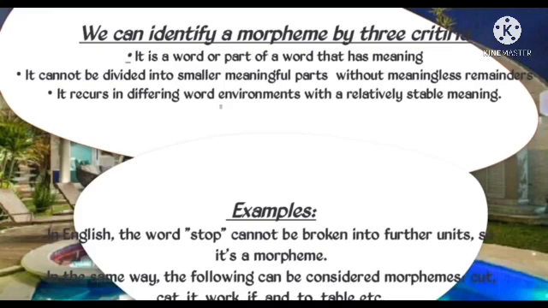Now let's look at examples. In English, the word stop cannot be broken into further units, so it's a morpheme. In the same way, the following can be considered morphemes: cat, it, work, if, and, to, table, etc.